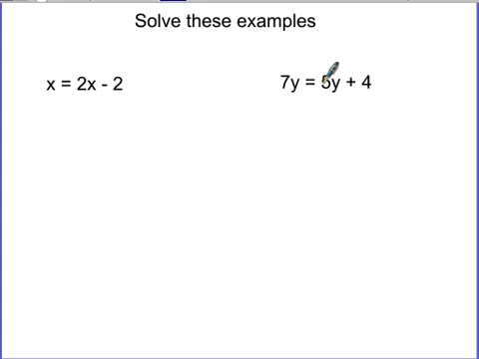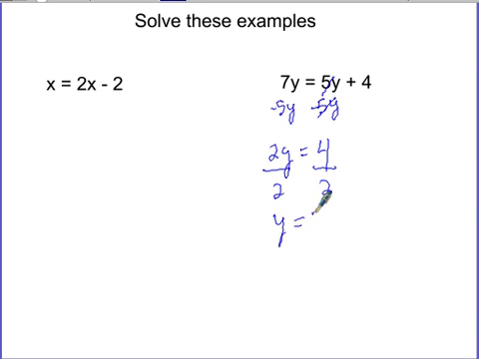Let's start with this one first. 7y equals 5y plus 4. I don't want the 5y and the 4 together. I want to get rid of this 5y, so let's subtract 5y from both sides. 7y minus 5y equals 2y. And 5y minus 5y is 0, so all that's left is 4 on this side. 2y equals 4. I still don't want a 2y though. I want that y to be all by itself, so I'm going to divide by 2 and have y equals 2.